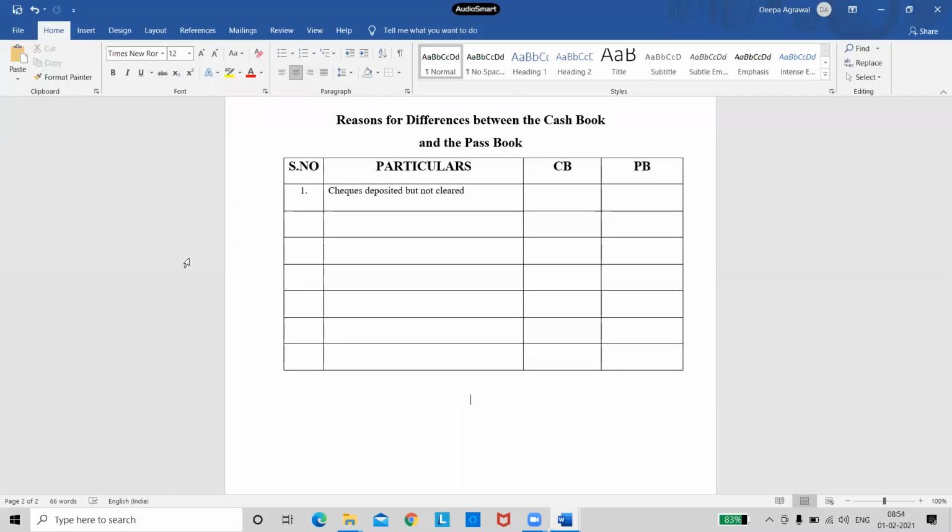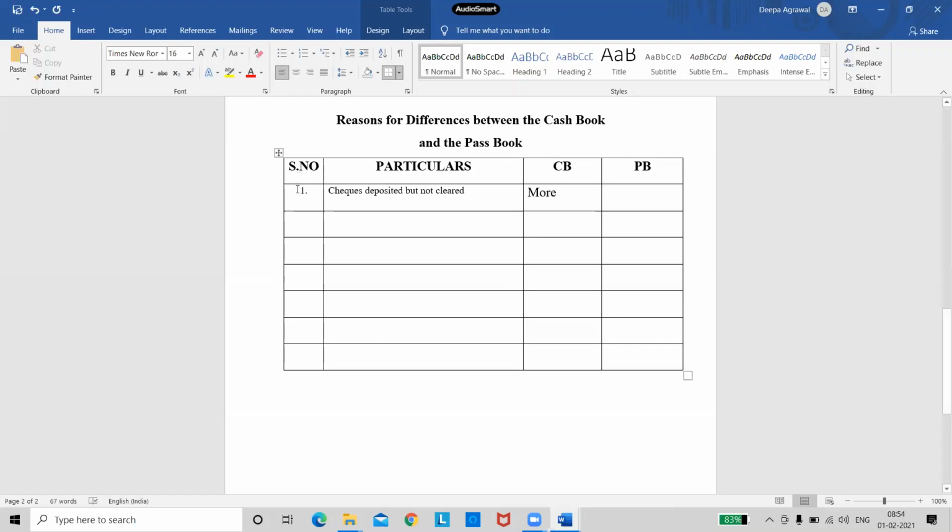So because it is a receipt, will the cash book's balance increase or will it decrease? It will increase. Think and tell me. Yes, it will increase. Okay, so cash book balance will increase with this transaction. So I will write here as more. Cash book balance will be more, right?